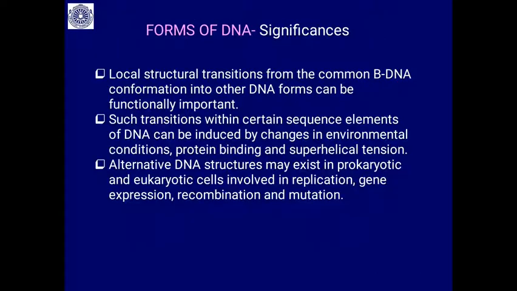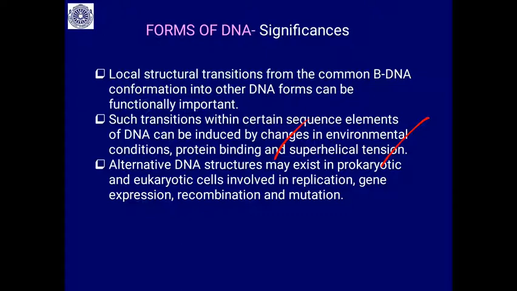So what is the significance of this? The local structural transition from the common B DNA conformation to other DNA forms is very important, because such a transition in certain sequences or certain elements of DNA can be induced by changes in the environment. It may induce these conformation changes. Certain protein binding brings changes, and some superhelical transformation brings these changes.